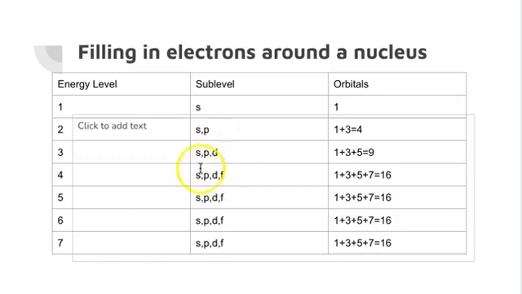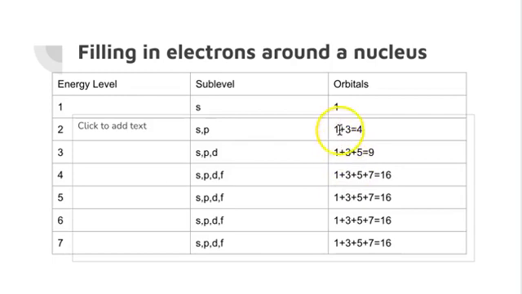So if you follow through and you look at each sublevel, you can make sense of what can be found, right? So S has 1, P has 3, D can have up to 5 orbitals, and then F can hold up to 7. So 1, 3, 5, and 7, S, P, D, and F.